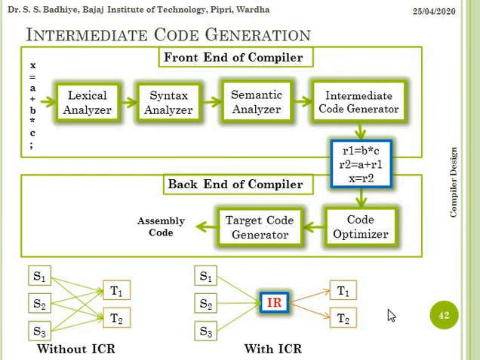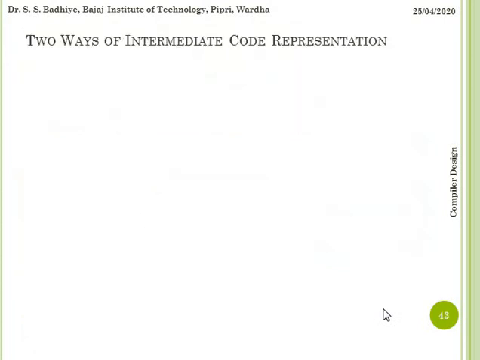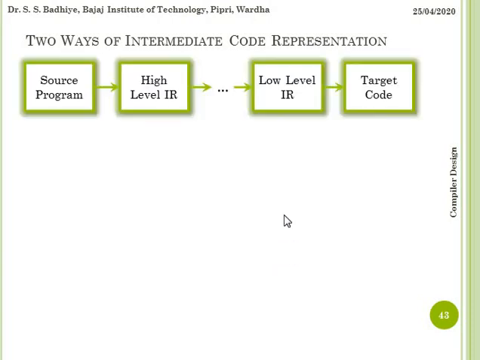So this is the advantage of making use of intermediate code representations. Now there are two ways of writing these intermediate code representations, two types you can say. They are the high level representations and the low level representations.